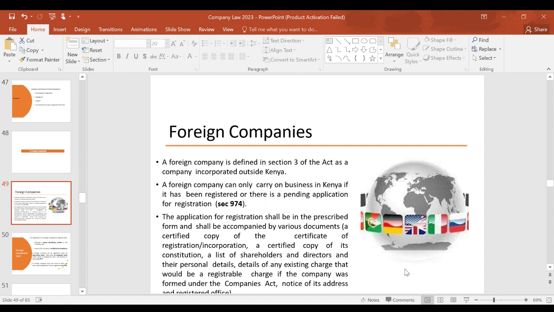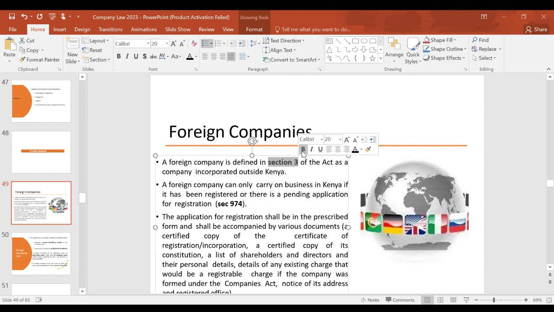Now, Section 3 of the Companies Act defines a foreign company to be a company that has been incorporated in a jurisdiction other than Kenya. So if the company has been incorporated, let's say, in the UK, then that qualifies to be a foreign company. And as such, it must make sure that it is registered under the requirements of Section 975.